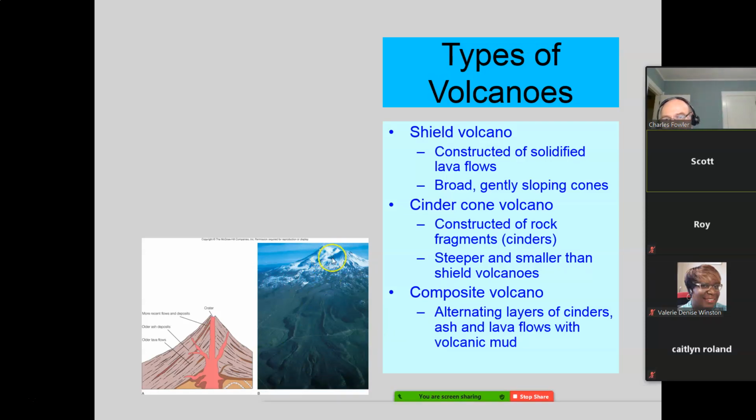This is a majestic mountain. And these are your composite volcanoes. Okay. Your crater is up here, usually near the top.